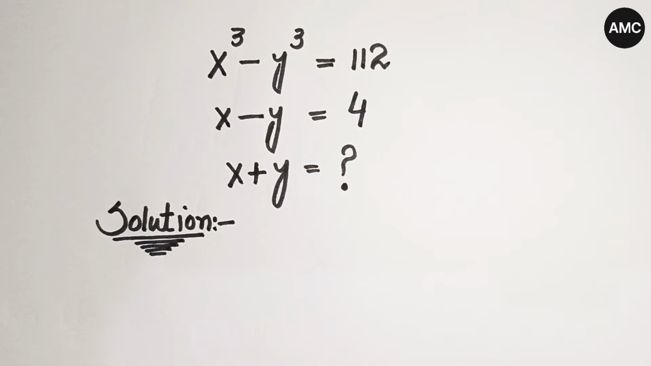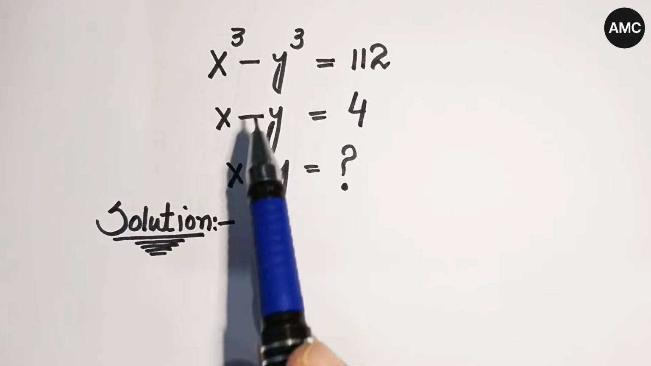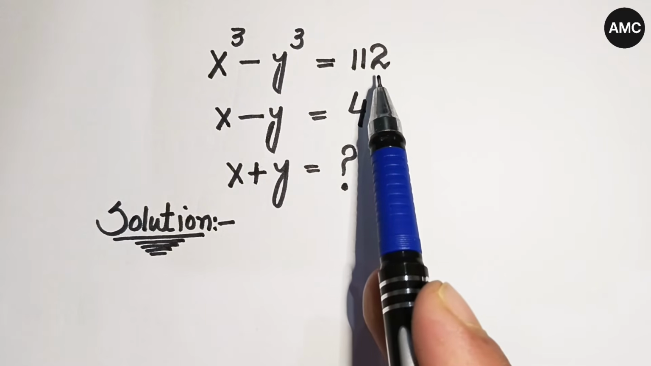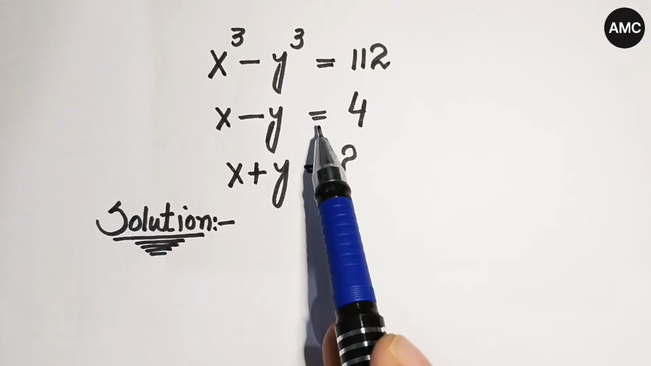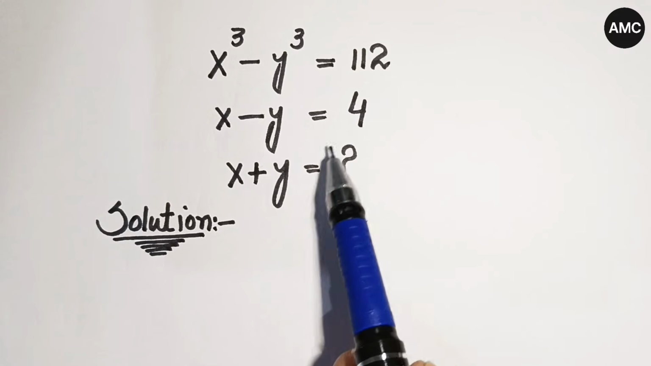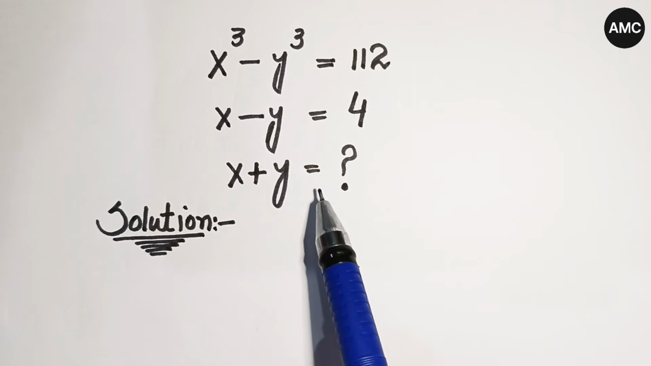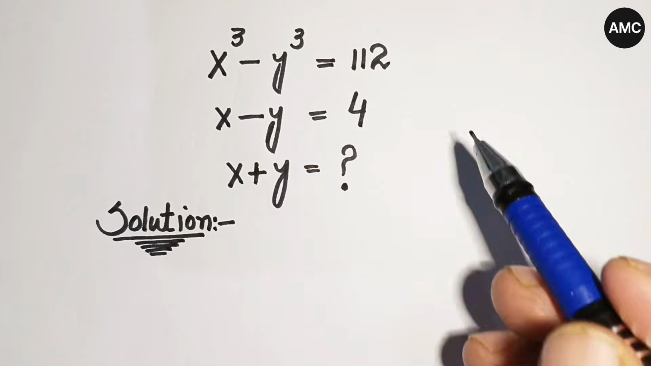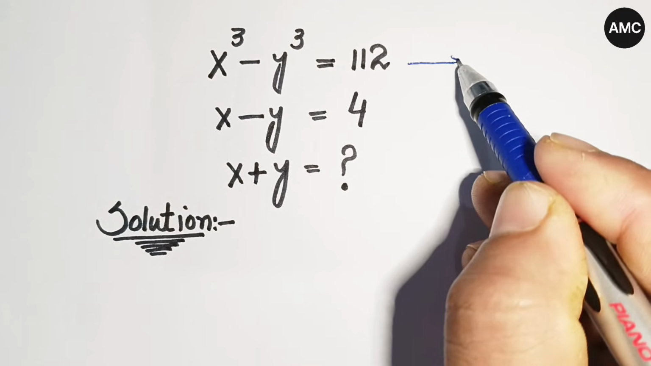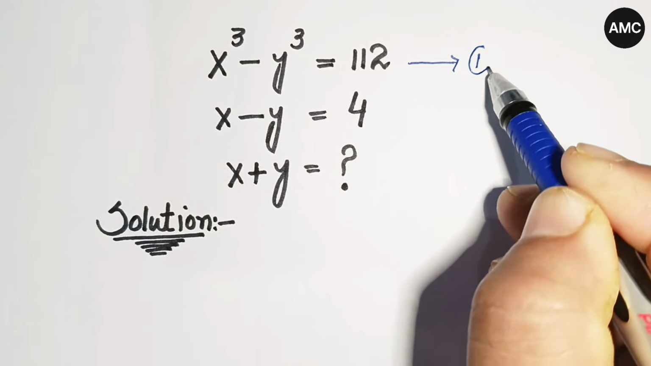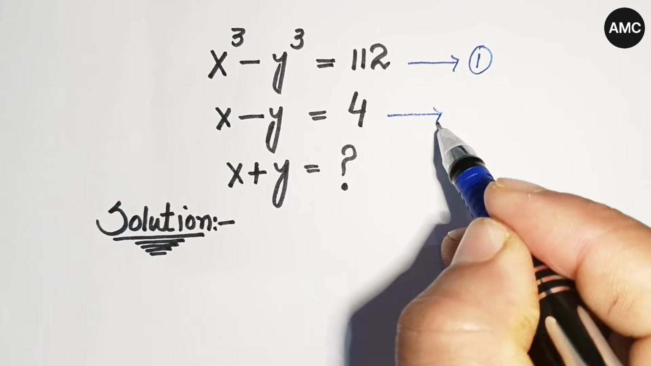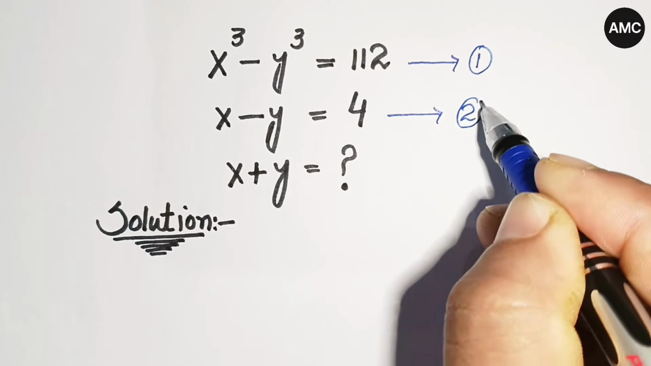Today we have an Olympiad mathematics problem: x cubed minus y cubed is equal to 112 and x minus y is equal to 4. So we have to find the value of x plus y. First of all, let us call this equation number 1 and this equation number 2.